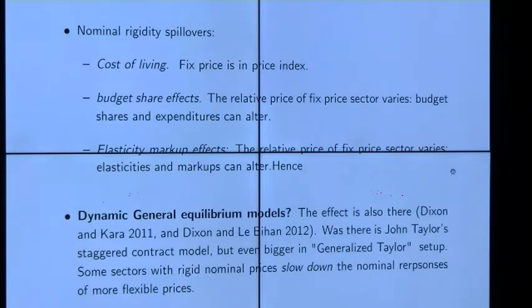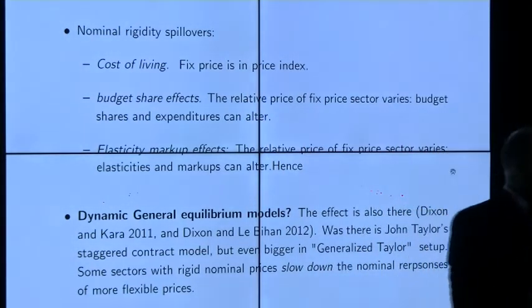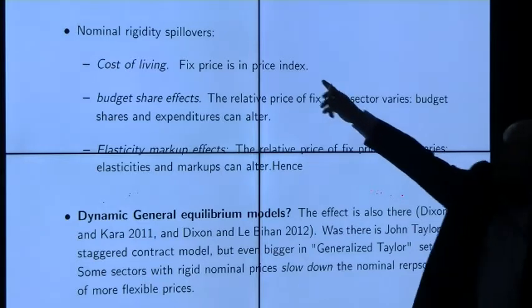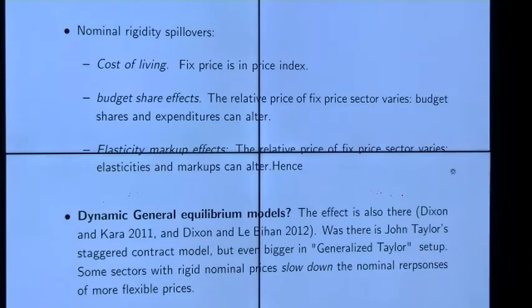And nominal rigidity causes other sorts of spillovers. I've focused in this talk up till now just on the fact that the fixed price is in the price index. So that's like a cost of living effect. It spills over in different ways, which I explored in the papers back in the early 1990s. You have budget share effects. If relative prices change, then households change their budget shares, the shares of expenditures. They shift their demand from one sector to another. So you can have budget share effects and also elasticity markup effects. The markups can change as well. So there's three sorts of effects. My talk just really focused on the one effect, but in the papers I go through all of these three different effects, and they're all there. So that's basically the theory.